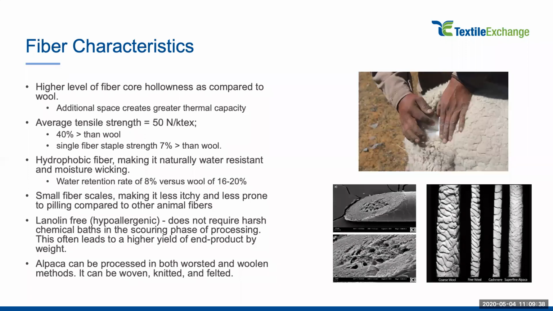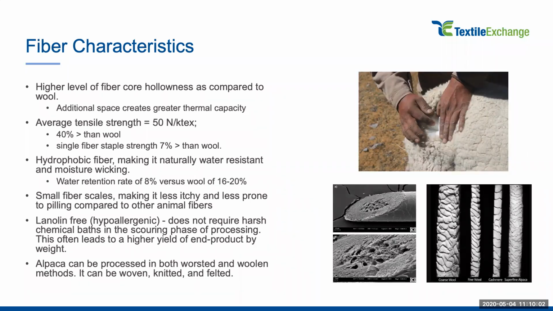In the image on the lower right-hand side, you can see the scales of the fiber. They're quite small, even compared to cashmere, and this is superfine alpaca, so that is one of the smallest microns. But it means that alpaca traditionally isn't very itchy when you're using it in its pure form, and it's less prone to pilling compared to other animal fibers.